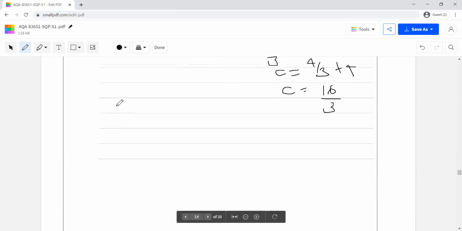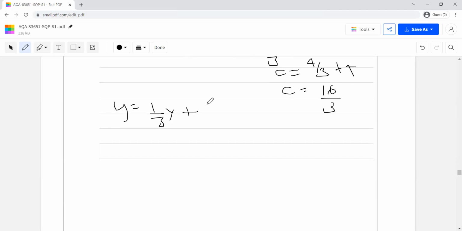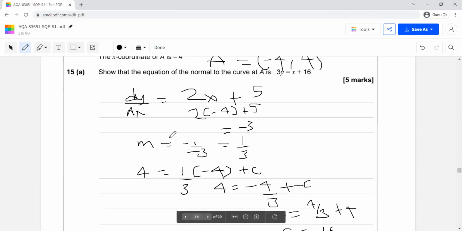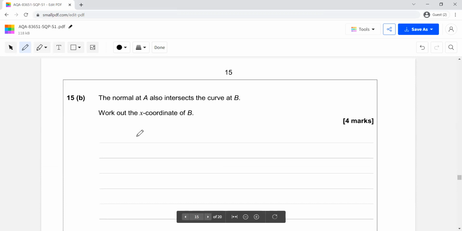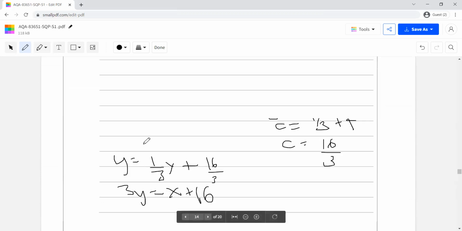Now rewriting this, we still have y is equal to 1/3 x plus 16 over 3. Multiplying by 3, we have 3y is equal to x plus 16. And that's how we do question 15a. The normal A also intersects the curve at point B. Work out the x coordinate of B.